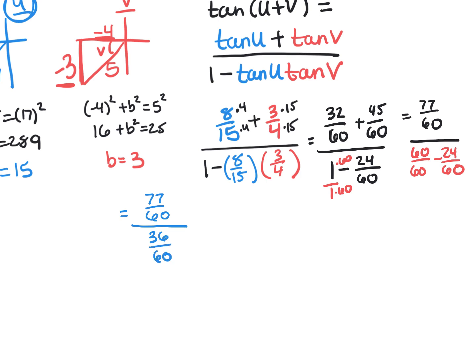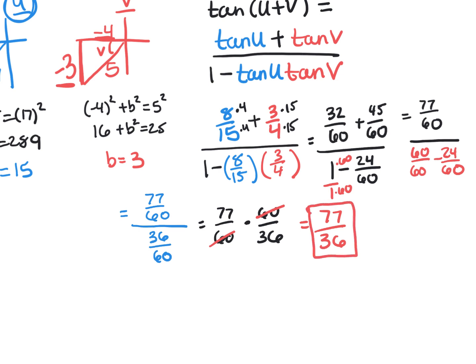Dividing fractions is the same as multiplying by the reciprocal. So we'll have 77 over 60 times, and then we flip it, get the reciprocal of the denominator fraction, 60 over 36. The 60 in the top and the 60 in the denominator are being multiplied, so we can cancel those out. And we're left with 77 over 36, and that would be our final answer.